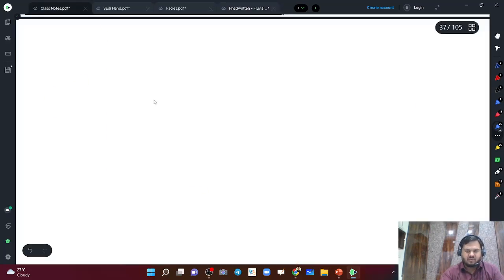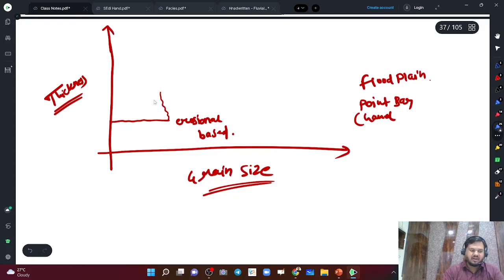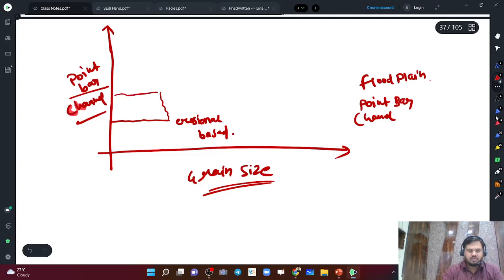So what will you get? You will get the erosional base. You are getting channel, and then you are getting point bar. Channel is very coarse grain, right? This is channel. Channel is the most coarse grain. Apart from channel you are getting point bar. So point bar is also decently high energy, right? So this is also mostly coarse grain only, right?